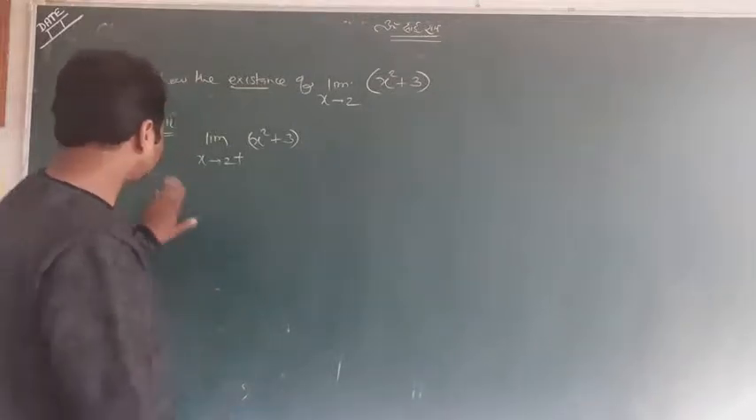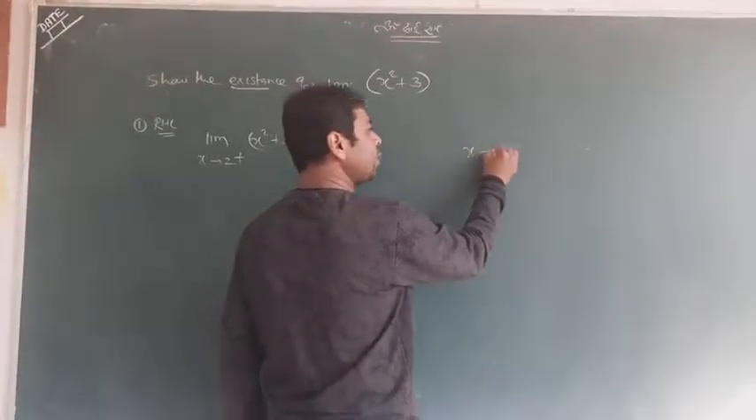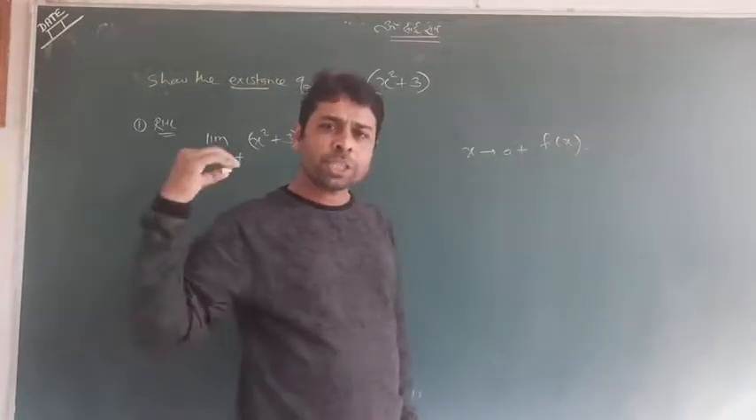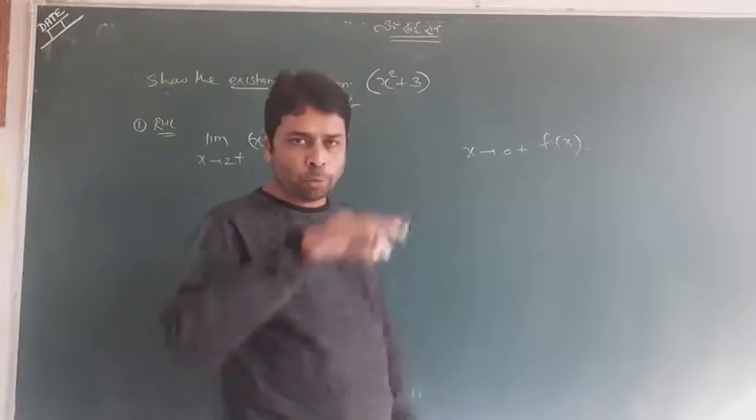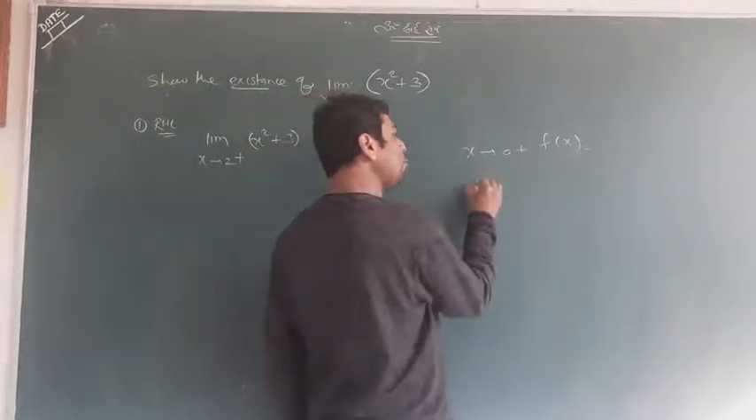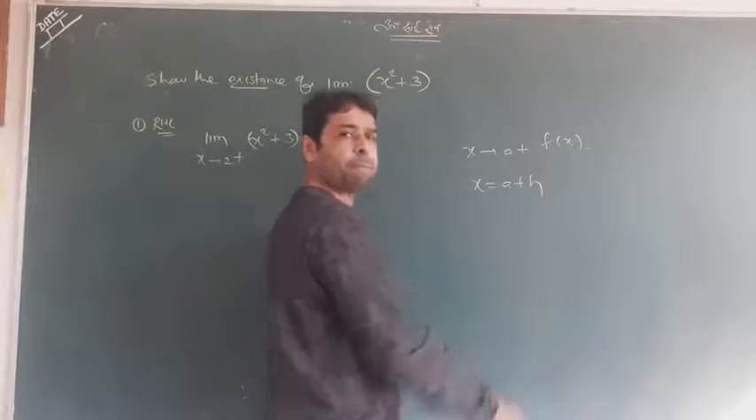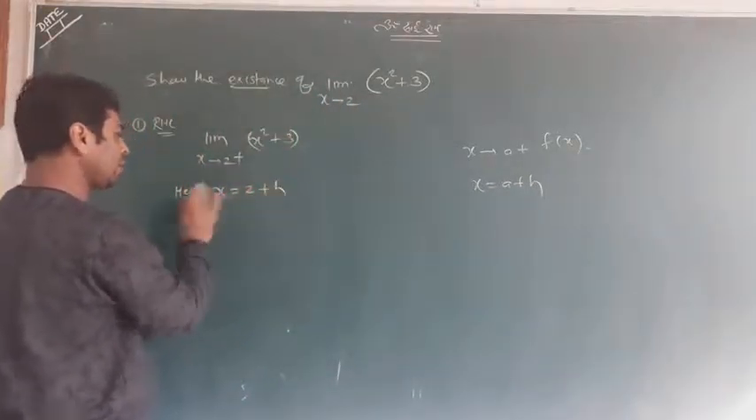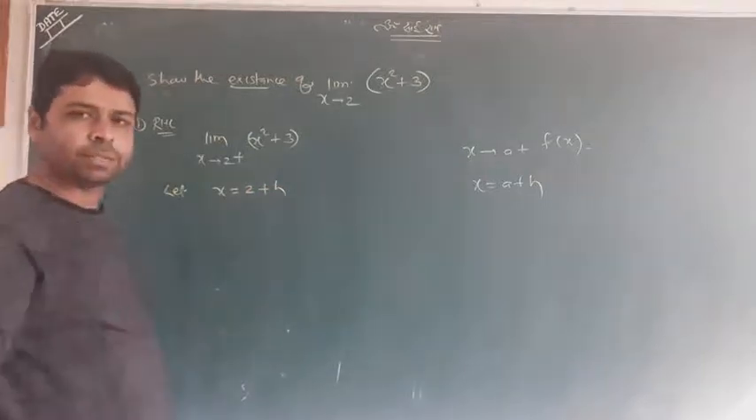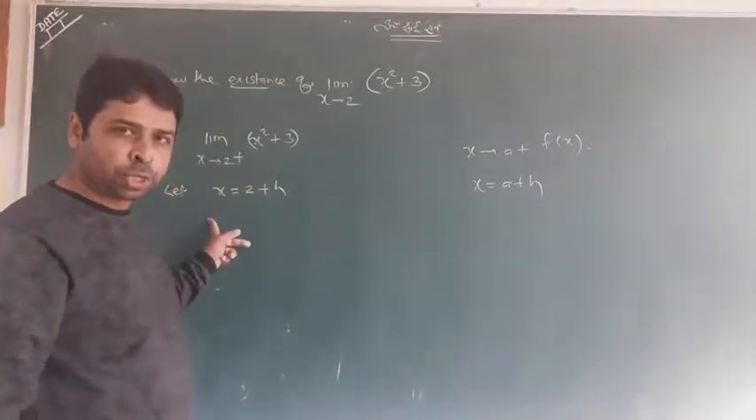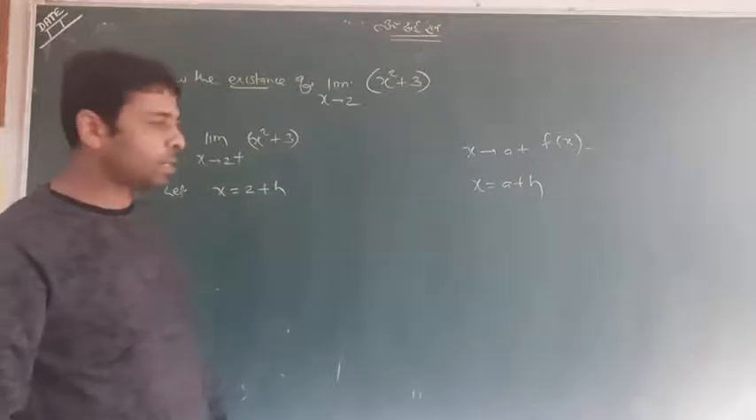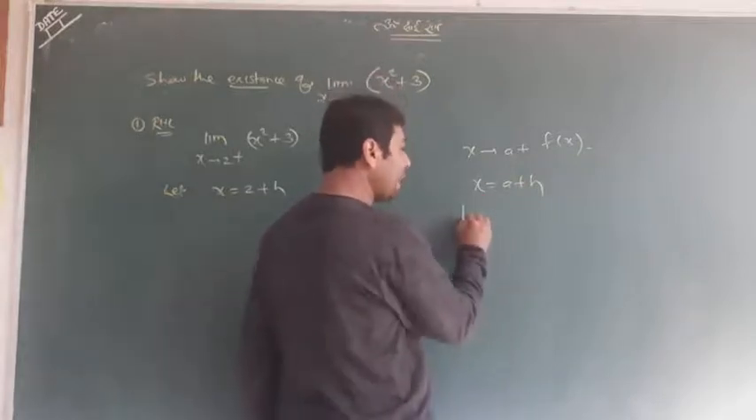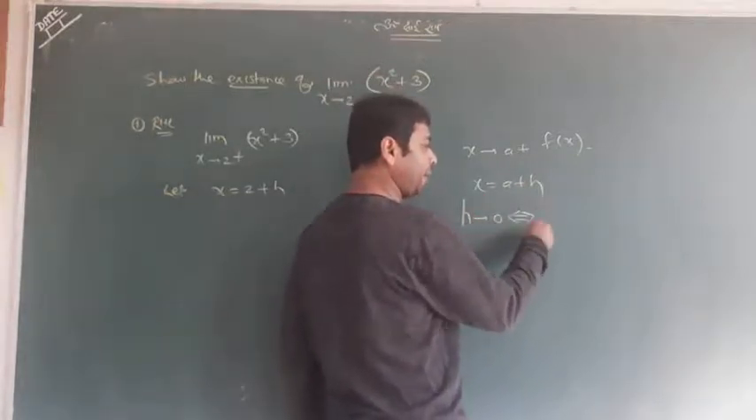Try to understand. Last time it was x tends to a plus and function. Then I made a picture. So this time I won't make a picture. I won't make a number line. That time I wrote x equal to a plus h. You remember? This time I will write x is equal to 2 plus h. This time I don't have a picture. So let x equal 2 plus h. After writing that, you remember, when h will go to 0, what will happen?